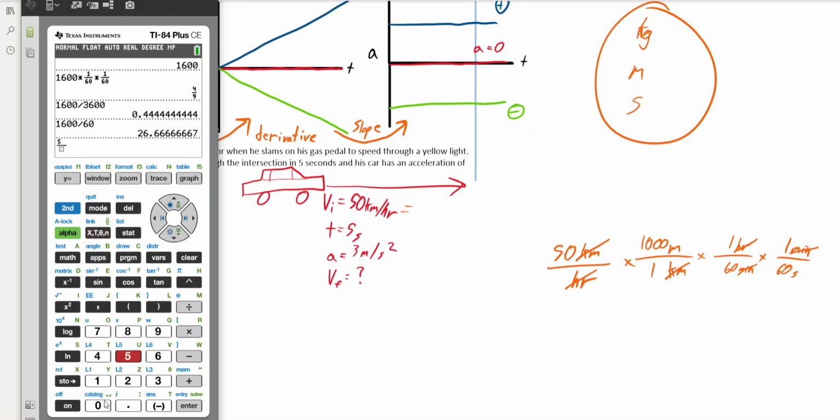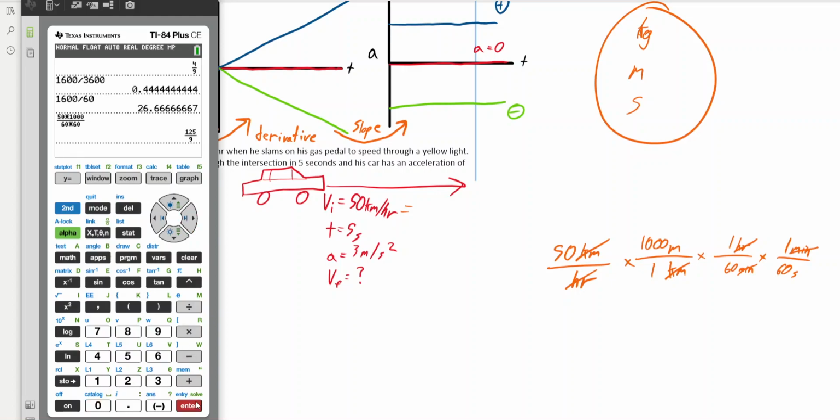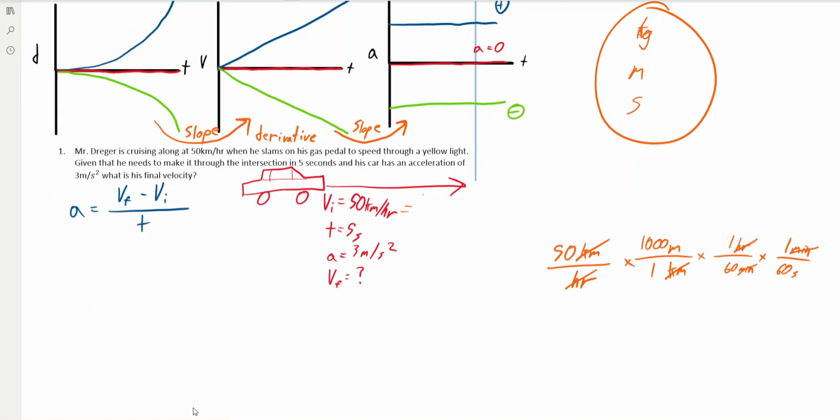on top we have 50 and 1,000 and a couple ones, but who cares? On the bottom we've got 60 and 60. So that is a nice fraction, which is actually nicer, but I'm going to go ahead and change it into a decimal. So 13.888 repeating, and this is meters per second.